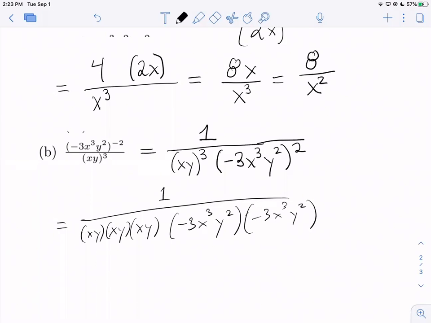Oh, this will be x to the third, y to the third. So this is the same as 1 over x to the third times y to the third. Then I have a negative 3 and negative 3 squared. That's going to be times 9. And then what's the exponent of x to the third times x to the third? How many x's in total are being multiplied by each other?